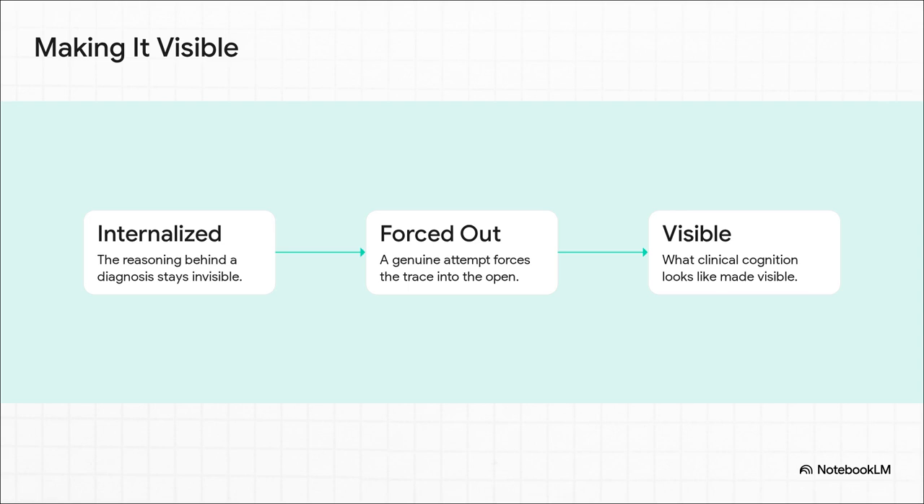And why does this exact sequence matter to you, or really to anyone who will ever be a patient? Because once that thought process is visible, it becomes auditable. In medicine, an unaudited error can cost a life. By making the reasoning visible, a senior doctor can look at a junior doctor's logic and spot a fatal flaw before a treatment is ever prescribed. It literally transforms an opaque art into a transparent, fixable science.